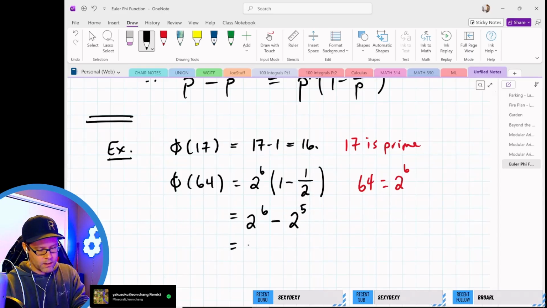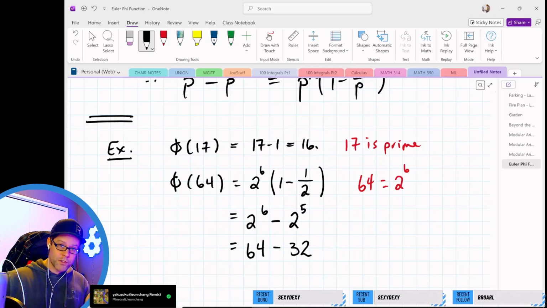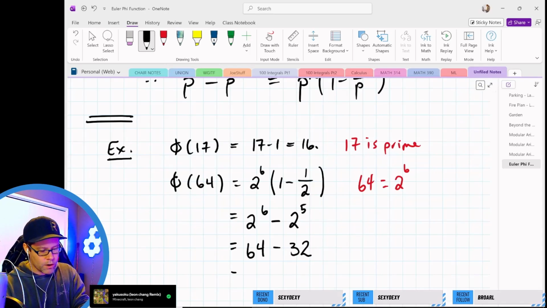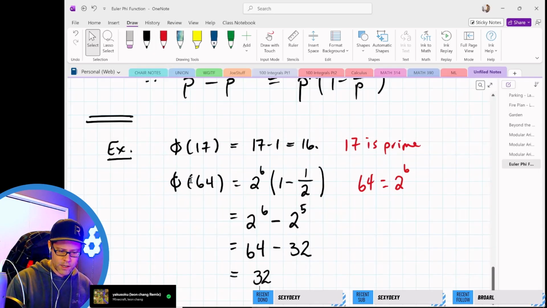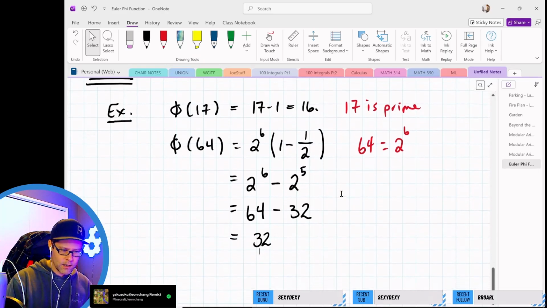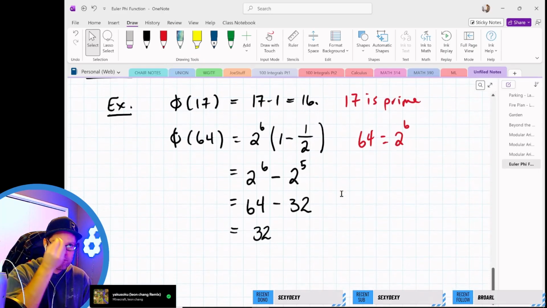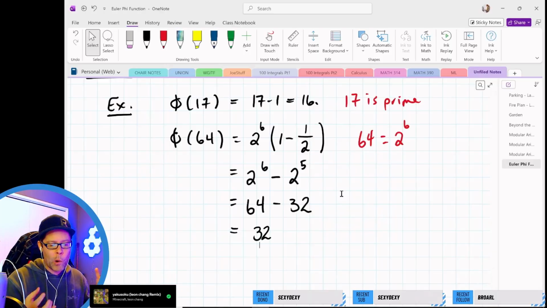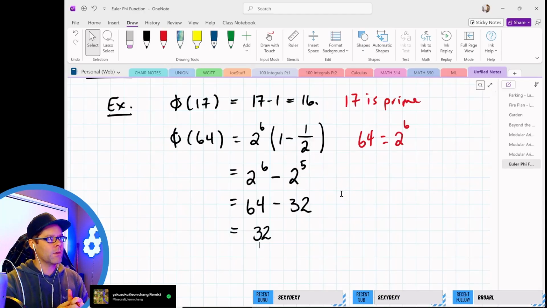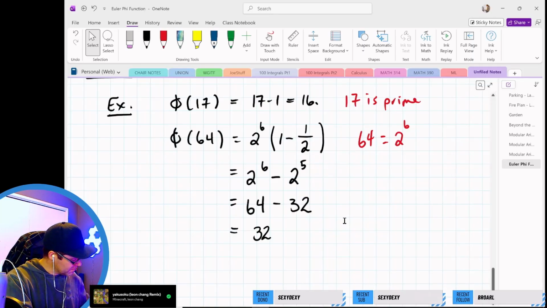Okay, so we have 64 numbers that we start with all together. 32 of those are going to be multiples of 2 as we go from 1 all the way up to 64. So we're going to be left over with 32 numbers. And that kind of makes sense, right? If 64's only prime factor is 2, that means all of the odd numbers should be co-prime with 64, is basically what we're saying. So that intuitively makes sense to me.